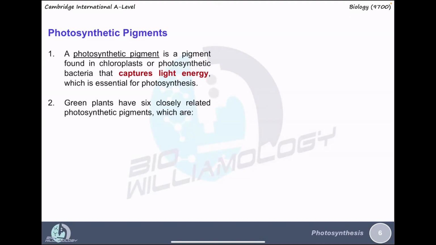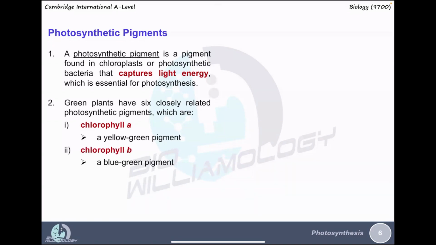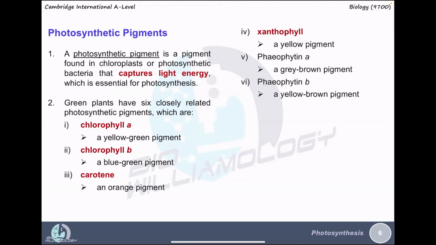Generally, green plants will have these six closely related photosynthetic pigments, which are chlorophyll A, a yellow-green pigment, chlorophyll B, a blue-green pigment, carotene, an orange pigment, xanthophyll, a yellow pigment, and phaeophytin A and B, which are gray-brown or yellow-brown pigments.